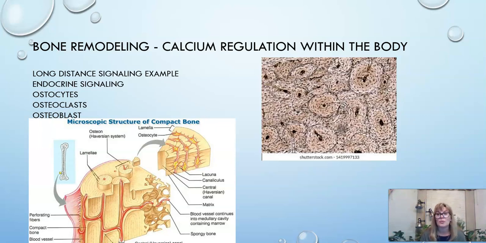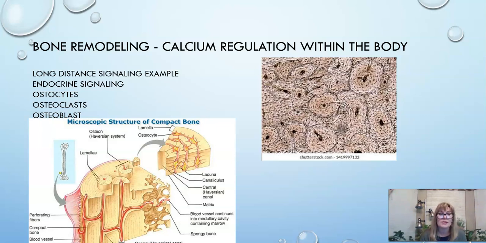So calcium regulation within the body is often referred to as bone remodeling, and we just saw how important calcium is. So we need to make sure that your body is supplied with calcium on a regular basis, and if it is not, some bad things are going to happen. So this is a type of endocrine signaling. And in endocrine signaling, that means that there is going to be a signaling molecule that is released from an organ, and it is going to travel through the bloodstream, and it's going to initiate a particular cellular response.